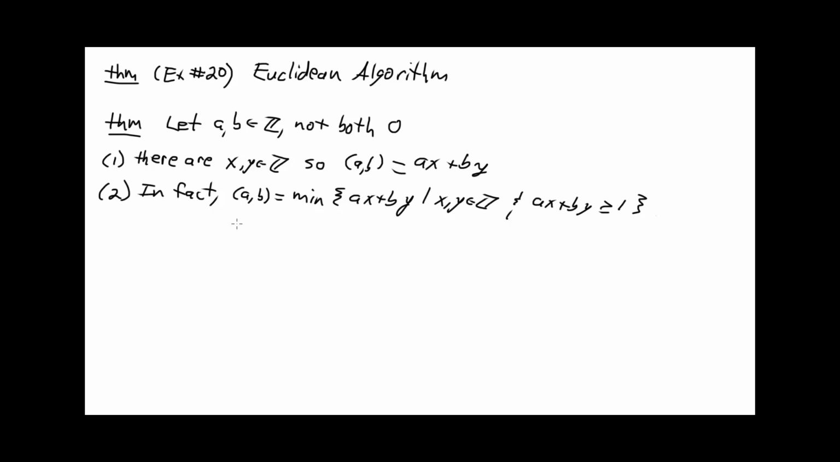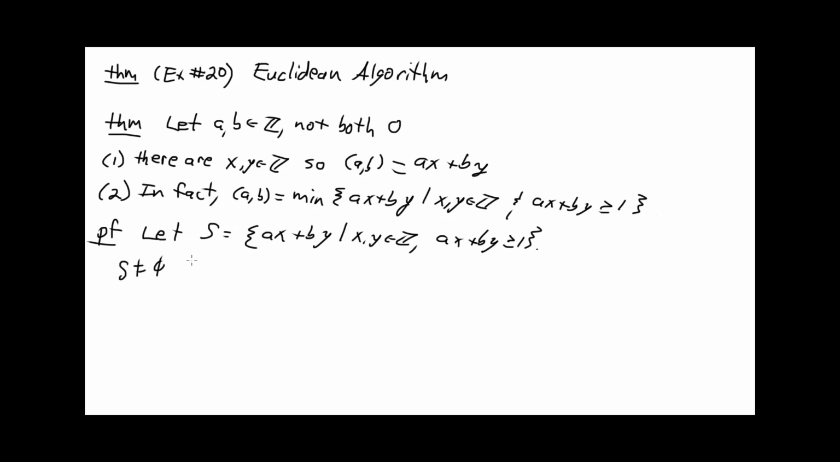So the trick of this whole theorem is just to start with this set we wrote down, give it a name, and then follow your nose, and you'll be done in no time. So here we go. So there it is. S is the set of linear combinations of a and b where the combination is at least 1. First of all, S is not empty. And for instance, you could use x equals a and y equals b. I'll let you check that that will satisfy the requirements.